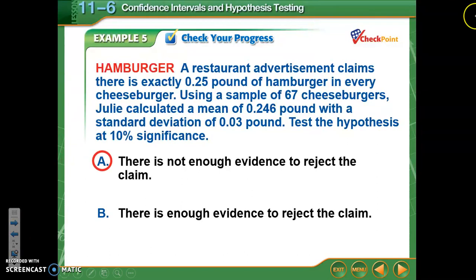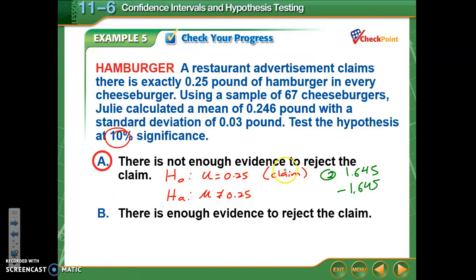All right, you should have gotten A, that there is not enough evidence to reject the claim. These should have been the null and alternative hypotheses that you wrote down. Your claim is in the null hypothesis. These are the two z-values for your two-tailed test that determine your critical region. Then you should have found the z-statistic. And from there, you should have found out that there is not enough evidence to reject the claim. So you should have failed to reject the null hypothesis.